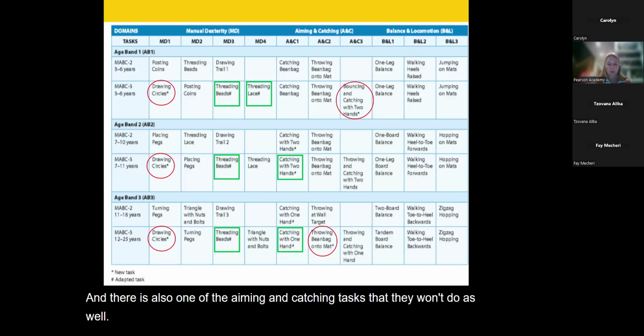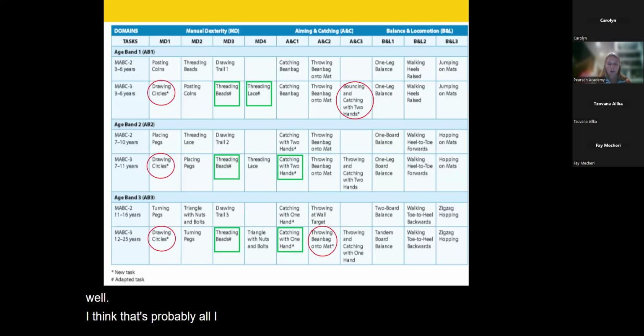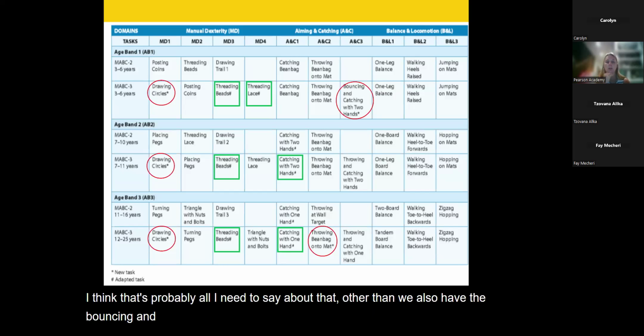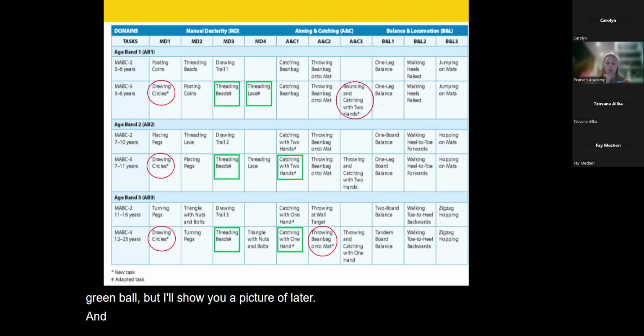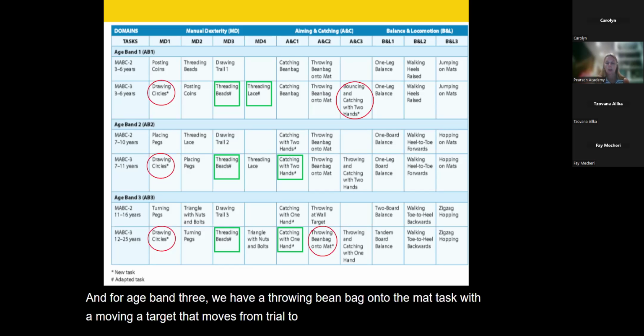I think that's probably all I need to say about that, other than, we also have the bouncing and catching task in age band 1 with a new ball, a larger green ball that I'll show you a picture of later. And for age band 3, we have a throwing beanbag onto the mat task with a target that moves from trial to trial. And I'll show you a photo of those items later as well.